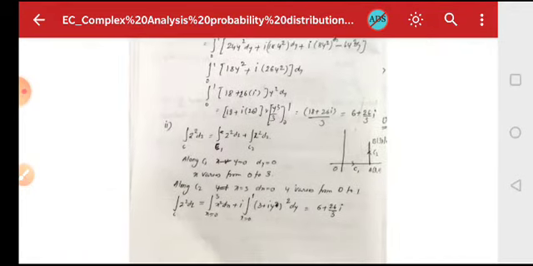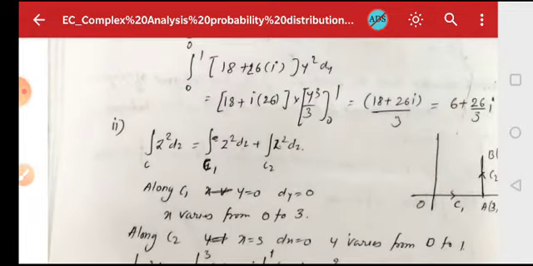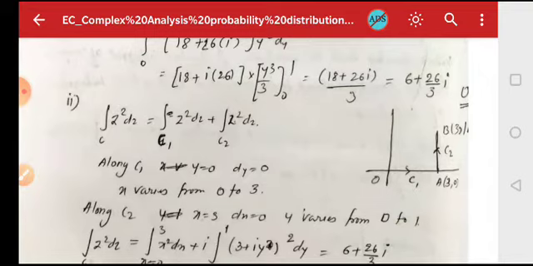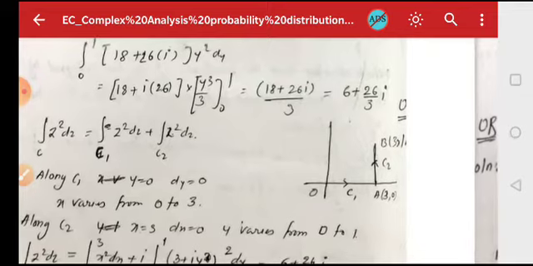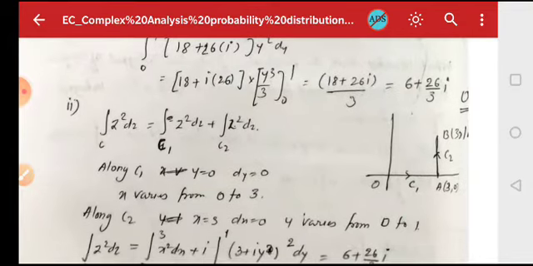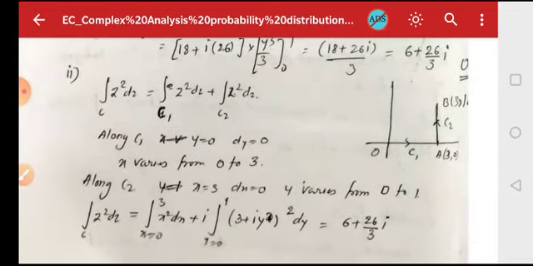Now the next is the integral of z square for the second type, along the curve C1, that is from 0, 0 to 3, 0, and C2 from 3, 0 to 3, 1. Here along C1, y equals 0 and dy equals 0, because along the x-axis y is 0, and x varies from 0 to 3. Along C2, x equals 3, dx is 0, and y varies from 0 to 1.